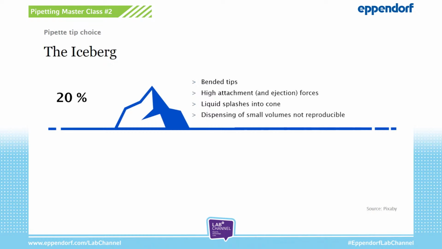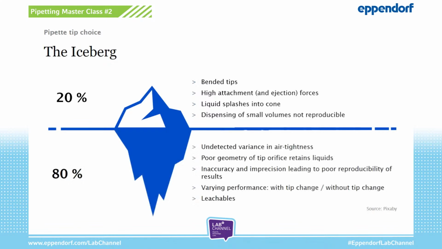Tips that fall off or fall down are just one example and very easy to see. It may also be possible to see with the bare eye if tips are bent. It is also not uncommon for poorly fitting tips to cause liquid to splash into the cone of the pipettes. But the other 80% stay undetected if the pipette and tip system is not properly aligned.